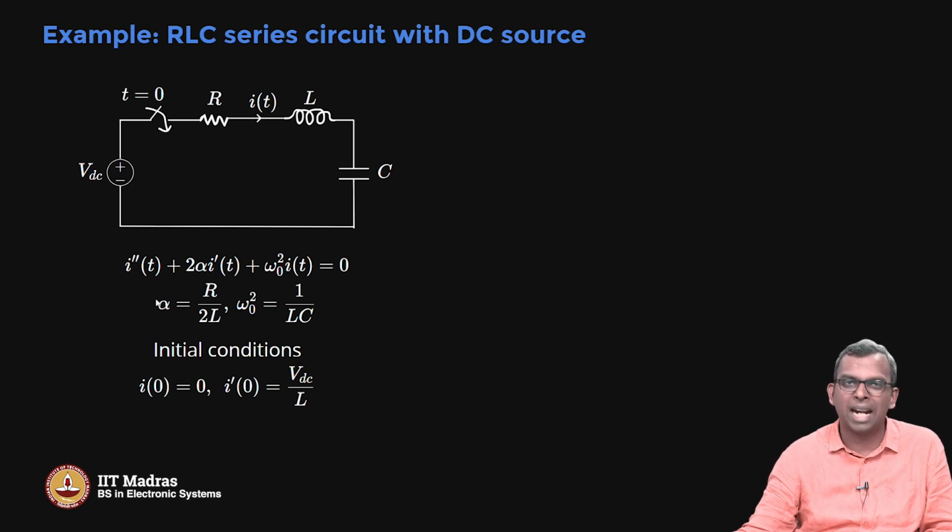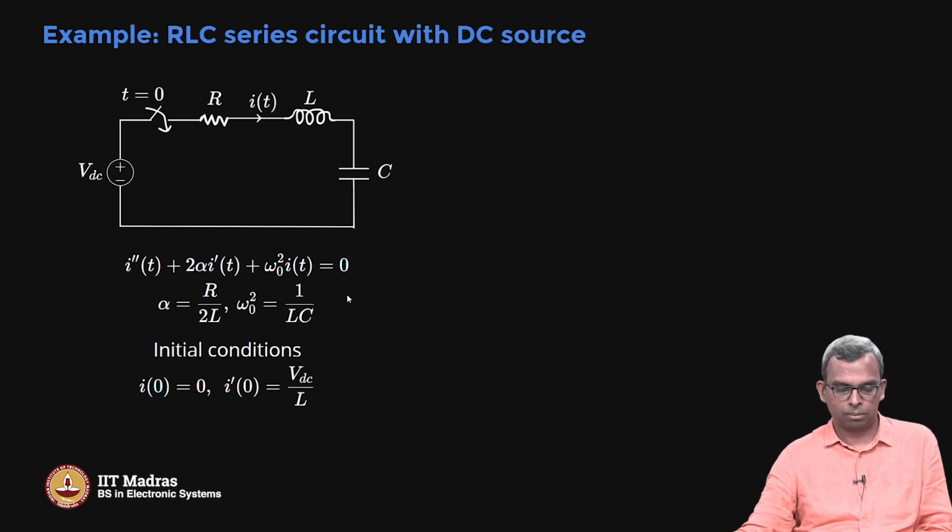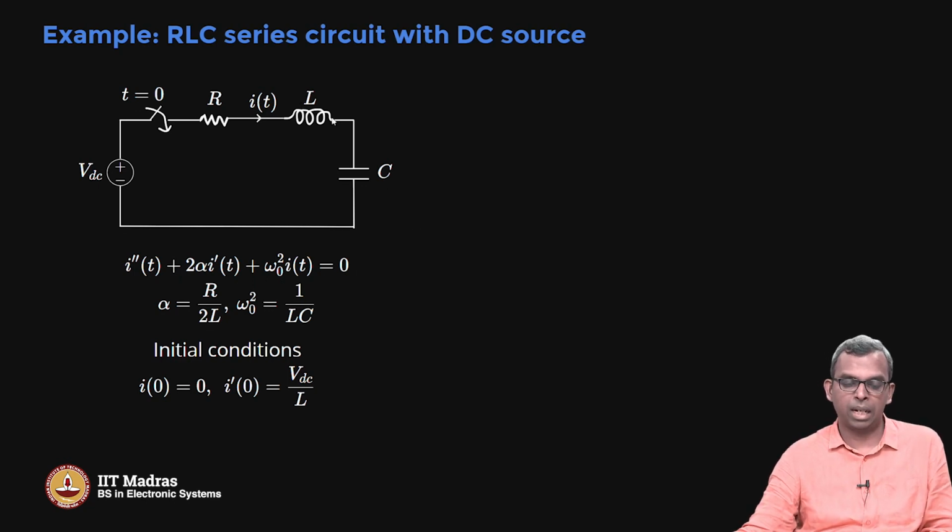This alpha is called an attenuation factor because the resistance here tends to attenuate the current over time, and omega naught square is called the natural frequency of this LC circuit. Anytime you have an L and C, 1 by root LC is omega naught, and that is called the natural frequency. You will see why that notion of frequency is actually valid as we see what happens in the circuit when you turn the switch on.